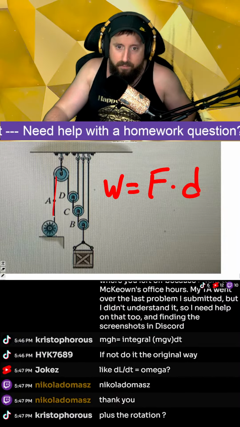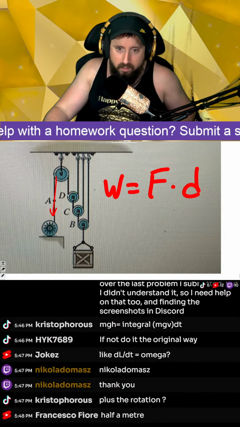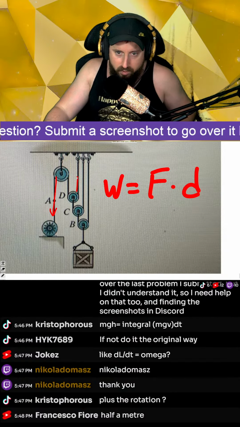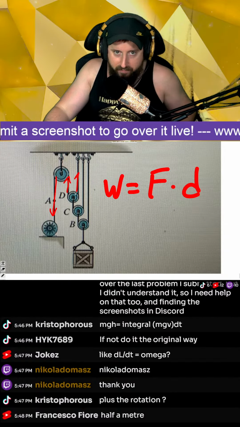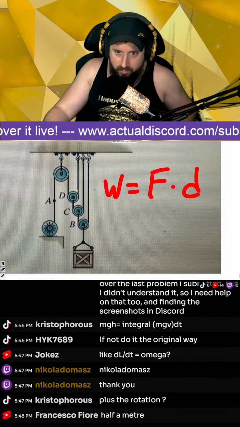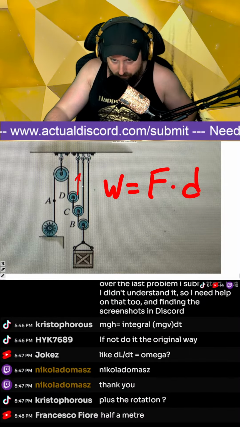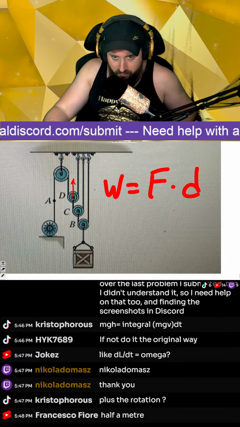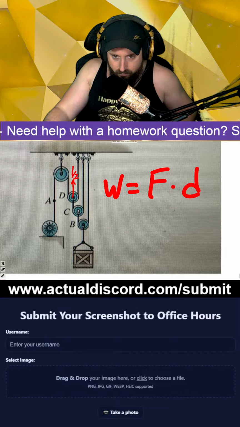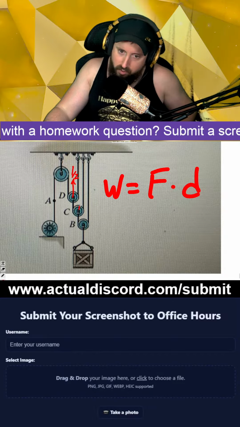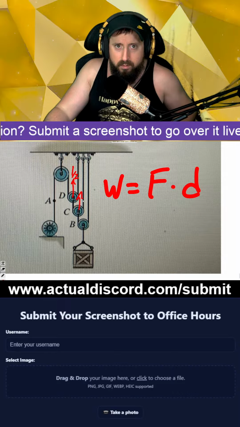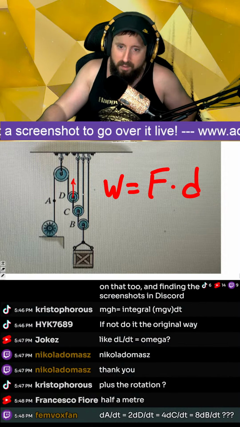Okay. If I pull this a meter, then this must total come up a meter. So this must come up half a meter, and this must come up half a meter, right? Okay, cool. And so if this comes up half a meter, then the whole thing should come up a quarter. Okay, let's write it this way.